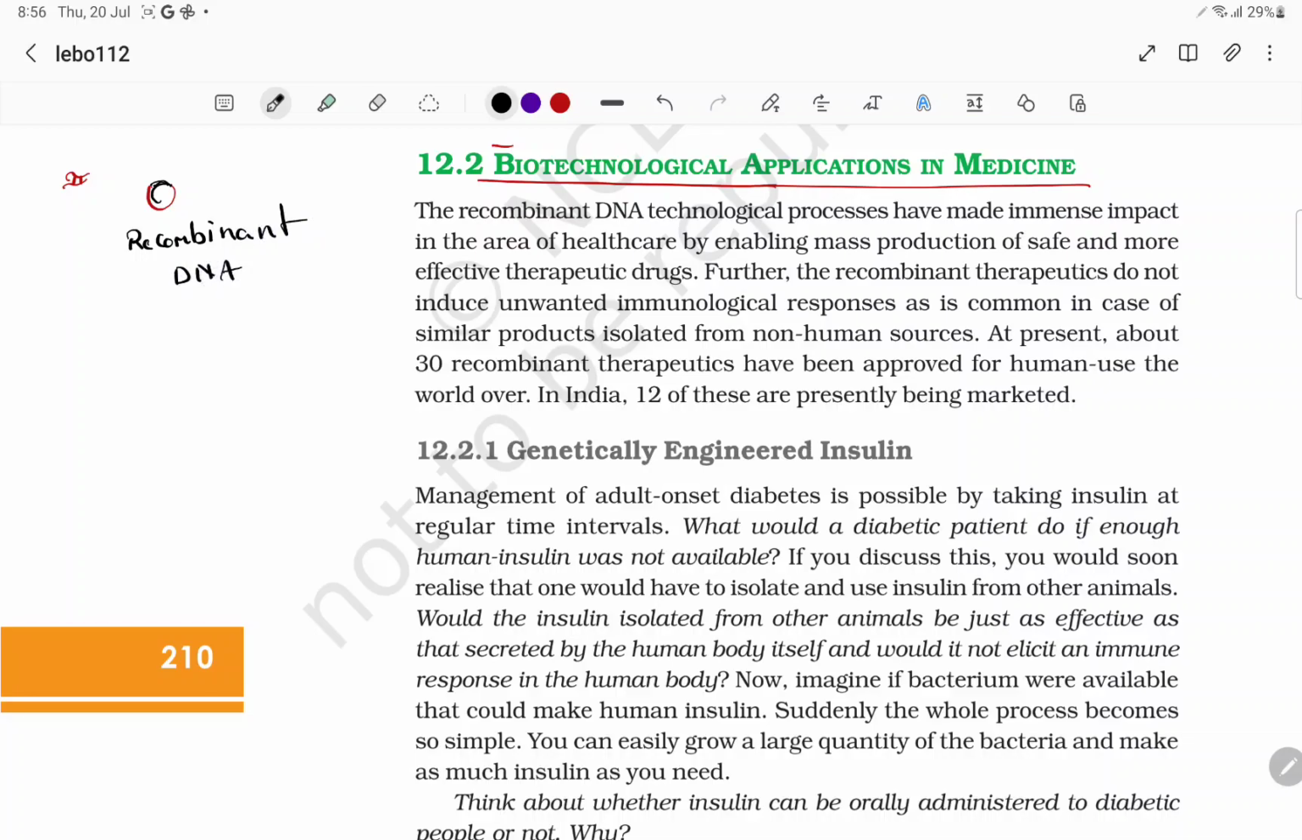Now this recombinant DNA you can insert into bacteria, plant cell, animal cell or fungi.